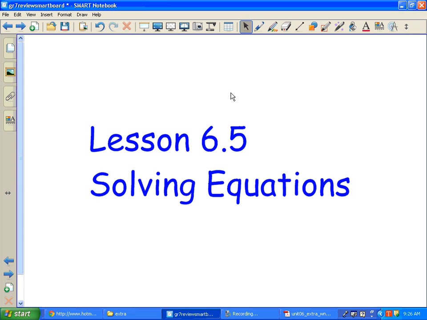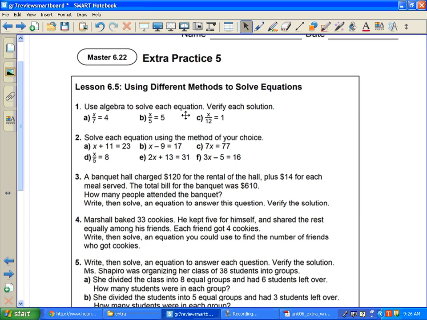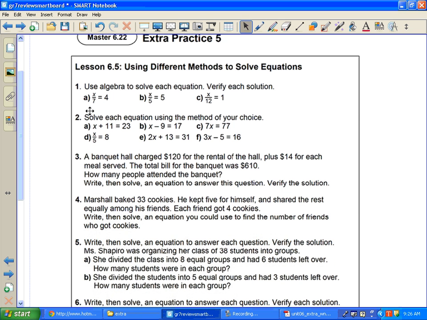Lesson 6.5, Solving Equations. Okay, we're going to use different methods here to solve equations. We've already learned a few. Most of the ones we're going to stick to, though, are the algebraic ones, or just using plain old algebra to solve it. We're not going to use a model that uses a balance. We're not going to use our algebra tiles, although you can use them for a lot of these. We're going to use algebra to solve some of these.